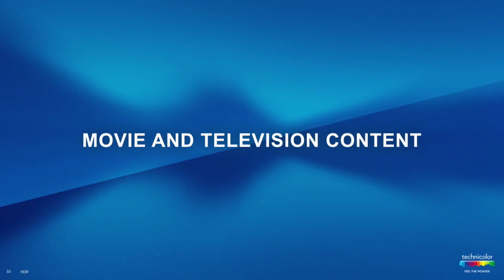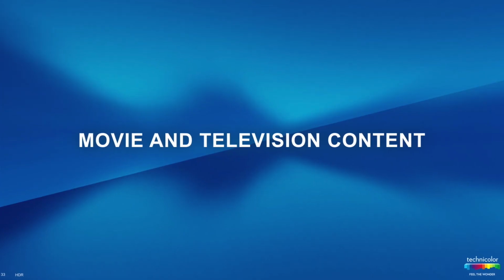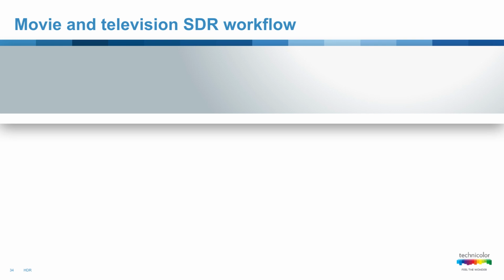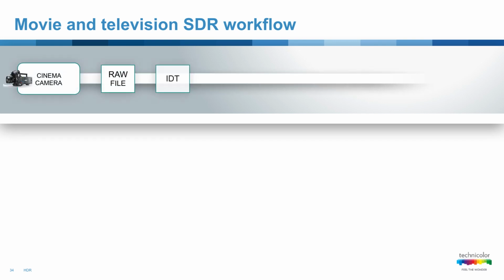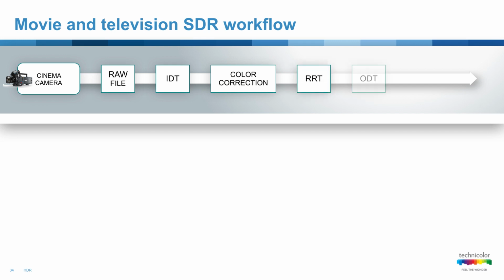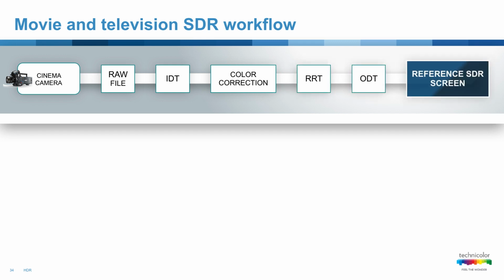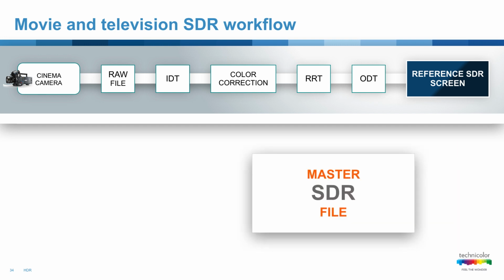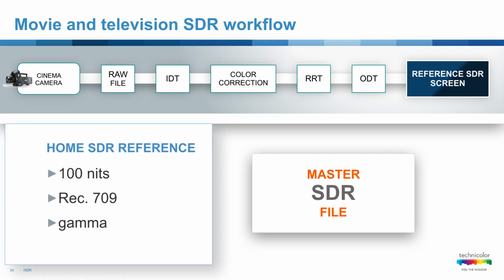So let's talk about movie and television workflows. First, let's look at standard dynamic range workflow to get ourselves familiar with what we've done to date. This is an example of the ACES workflow. So those of you who are familiar with ACES will look at this and understand the different blocks that are there. The real purpose here is to show the camera on the left and the screen on the right. If I capture a raw file on my camera and I grade that file to that screen, I end up with a master SDR file.